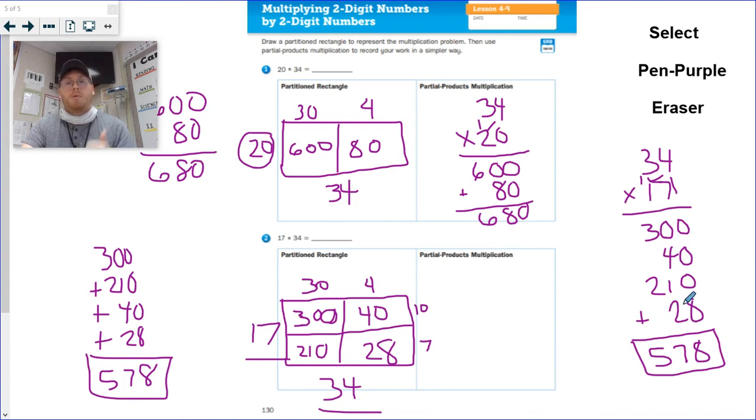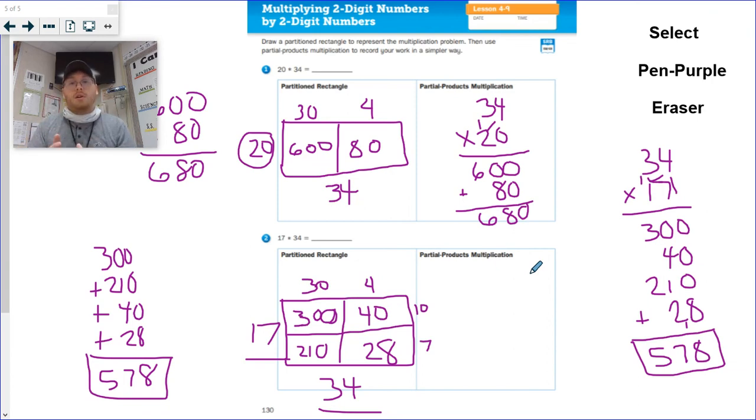This is how you do partition or partial products multiplication with a 2-digit by 2-digit. You start with the tens place and you go up to the tens place. So 10 times 30, then you go tens place to ones place, 10 times 4. Then you move over down here at the bottom to the ones place, 7 times whatever's in the tens place, 30, and then 7 times 4, I put down here. Then I add them up, and I have my answer. That's how you figure out a 2-digit by 2-digit partial products multiplication.